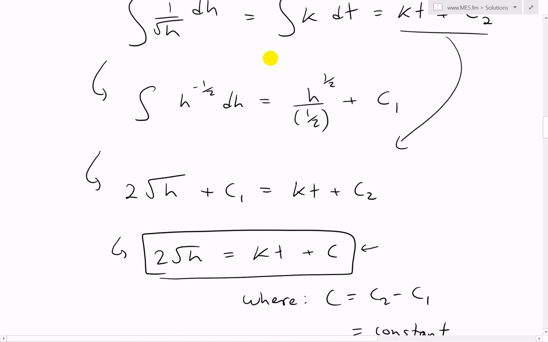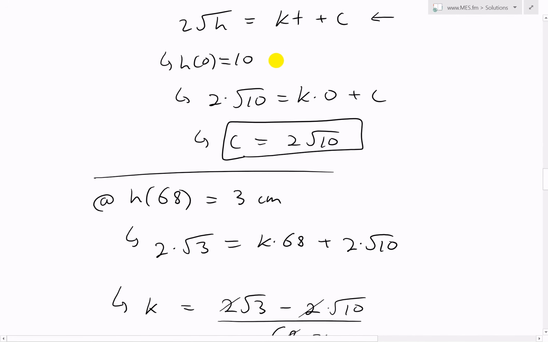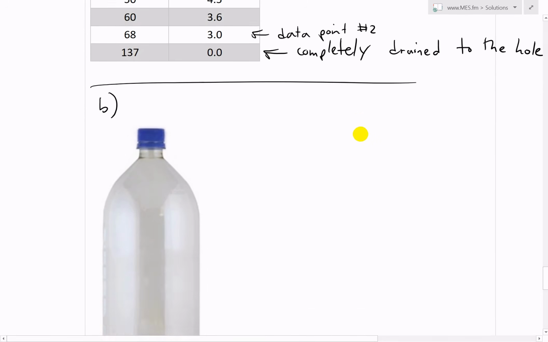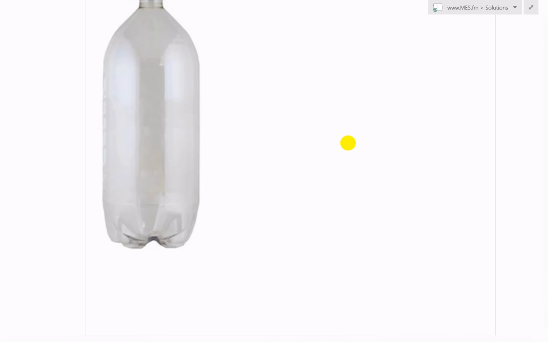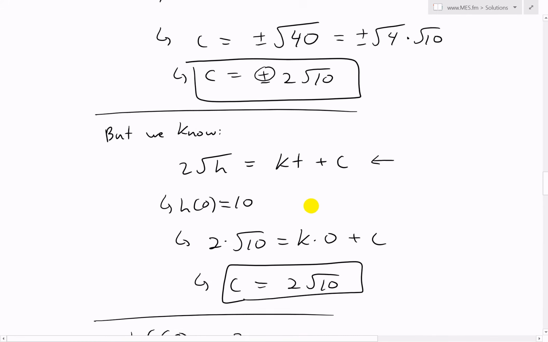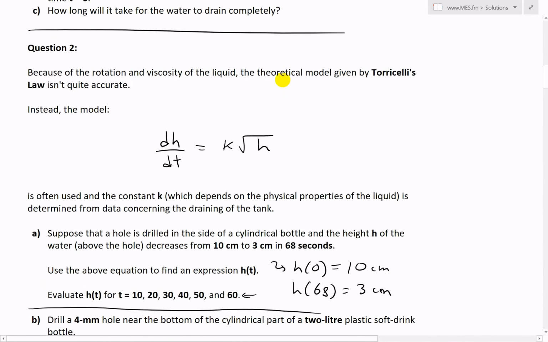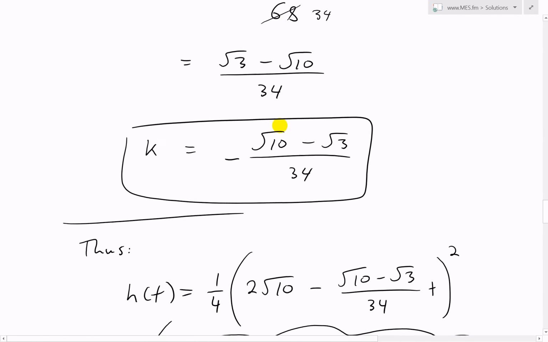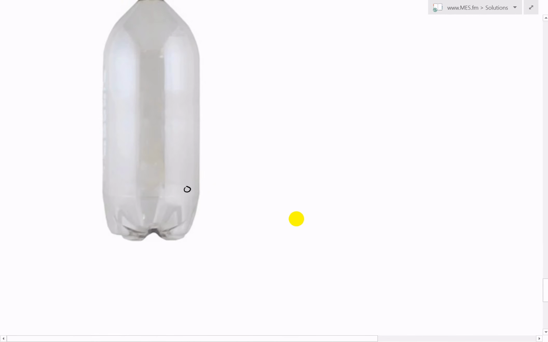I don't have that kind of time to go over this experiment, but just to help you illustrate what it is about, you get a 2-liter bottle like this, and then it says drill a 4 millimeter hole near the bottom. That's about here, I think it's about 4 millimeters. So that's the 4 millimeter hole.